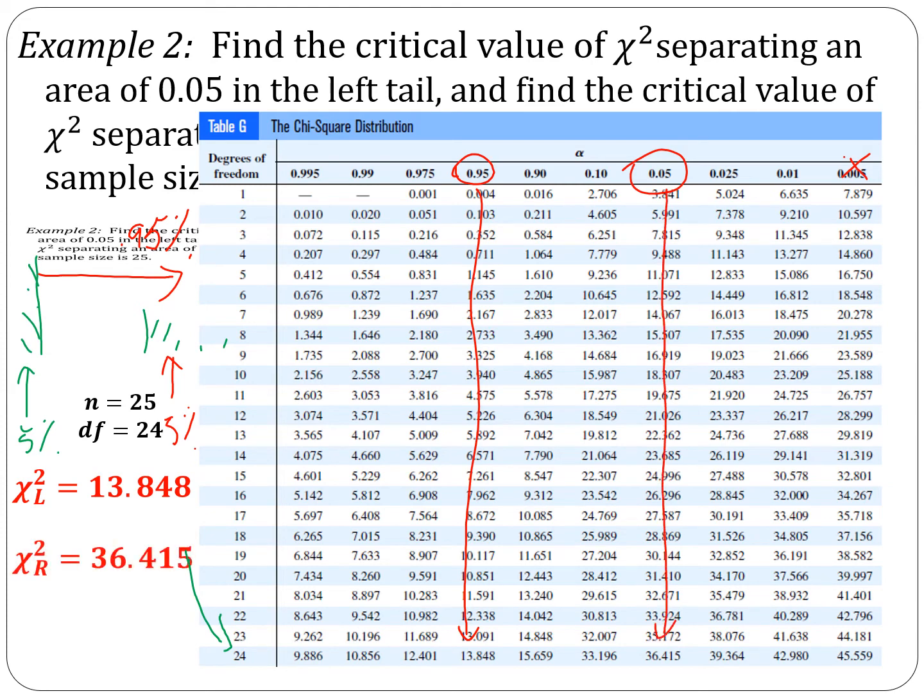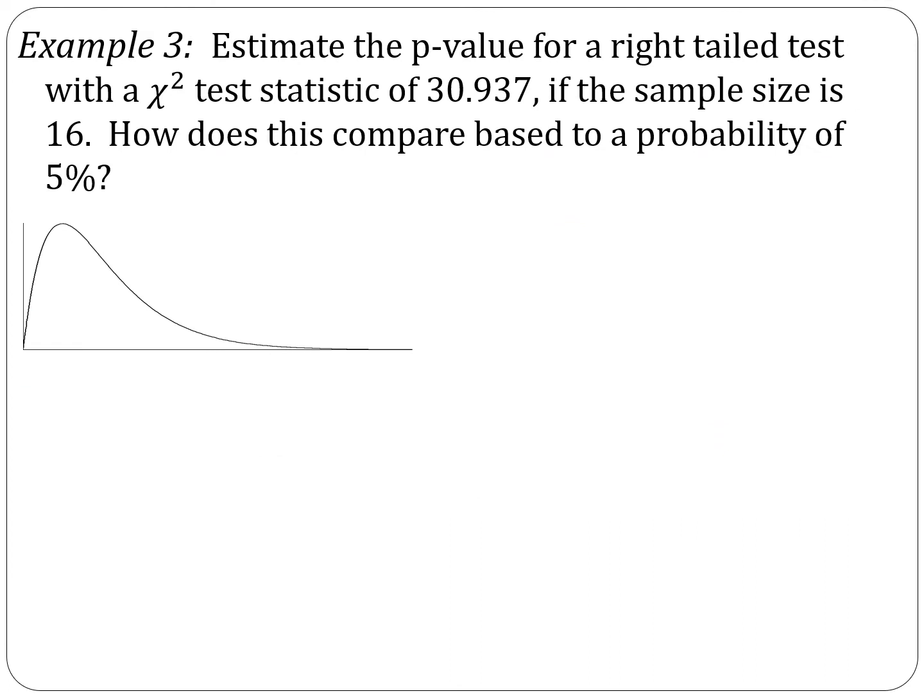Now in this chapter, it's talking about a p-value, which we really haven't touched upon yet, but let's go ahead and give it a try. So we have a chi-squared test statistic of 30.937. So that's telling us that chi-squared equals 30.937. Sample size is 16. What's the p-value for that, and how does it compare to 5%?